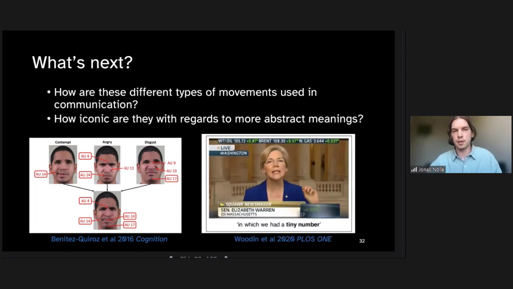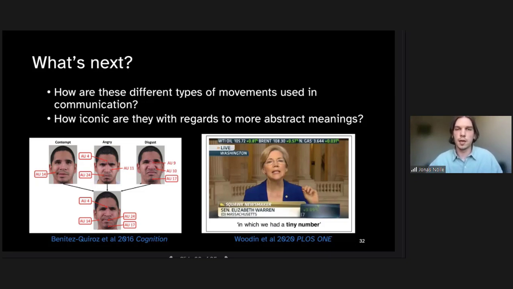Similarly, it has been shown that gestures can map all kinds of meanings. So for example, in a recent study by Woodin and colleagues, they found that these pinching gestures relate to size, so if you're talking about very large or tiny numbers. And you can see that the subject here is also kind of squeezing her eyes. So we're interested in whether, for example, the eyes could also correlate to concrete or more abstract conceptual domains like shape or size and all kinds of other concepts that could possibly be represented iconically in the face.